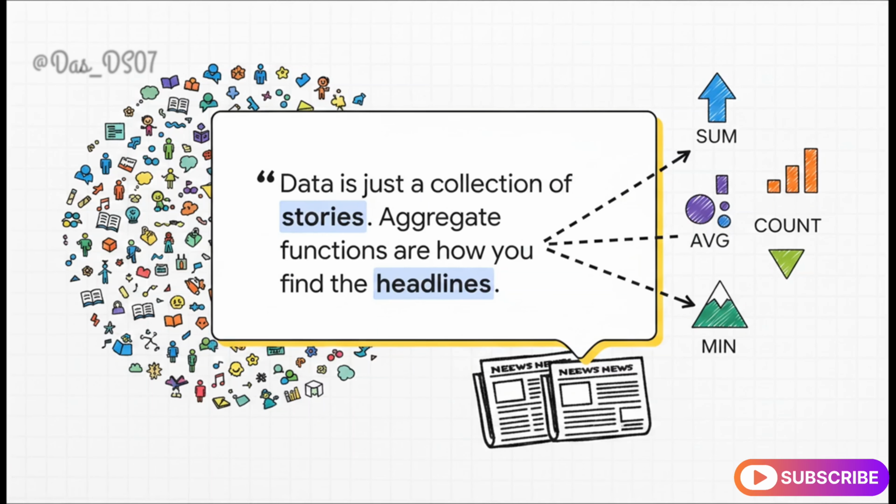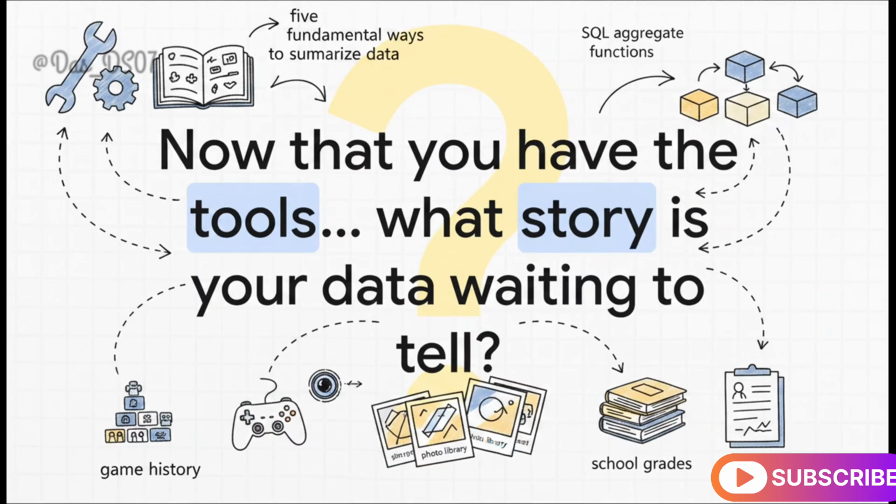I love thinking about it this way. All the data in the world is really just a massive collection of individual stories. These 5 superpowers, these aggregate functions, they're how you find the headlines. They give you the summary, the big picture, the main takeaway, instantly. So now you have the tools. You understand the 5 fundamental ways to summarize any set of data you come across. So the only question left is, what story is your data? Your gaming history, your photo library, your school grades? What story is it just waiting to tell you?